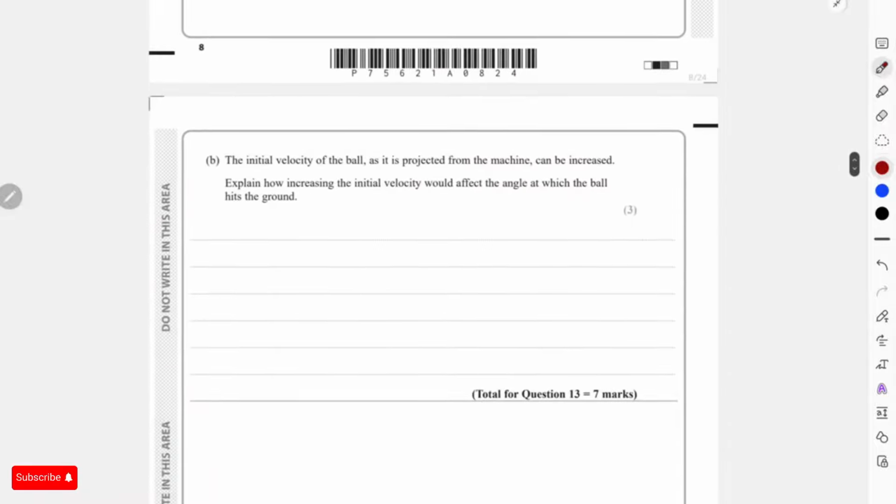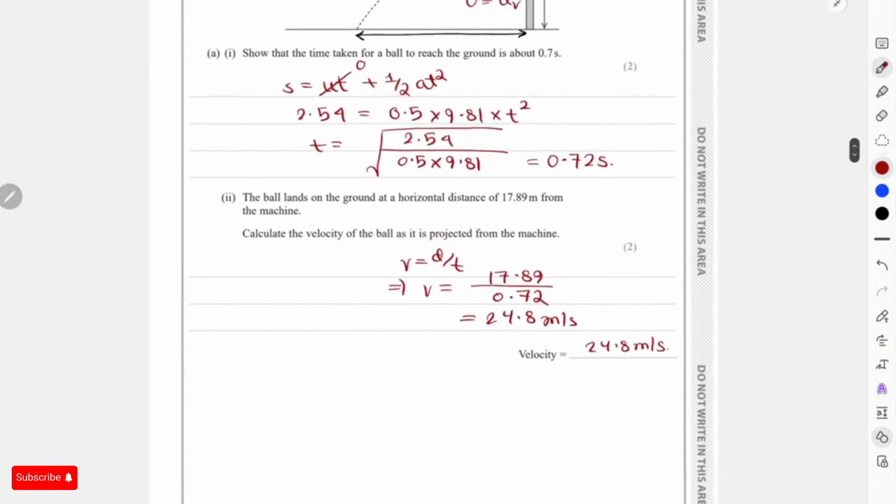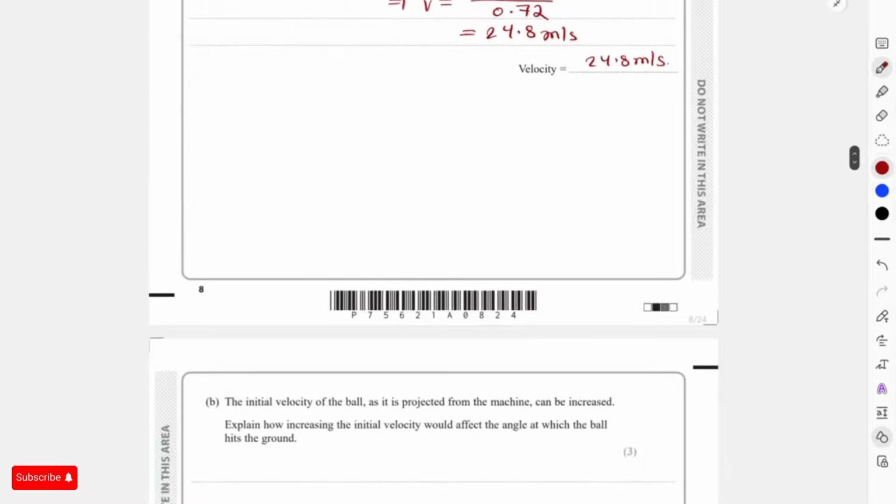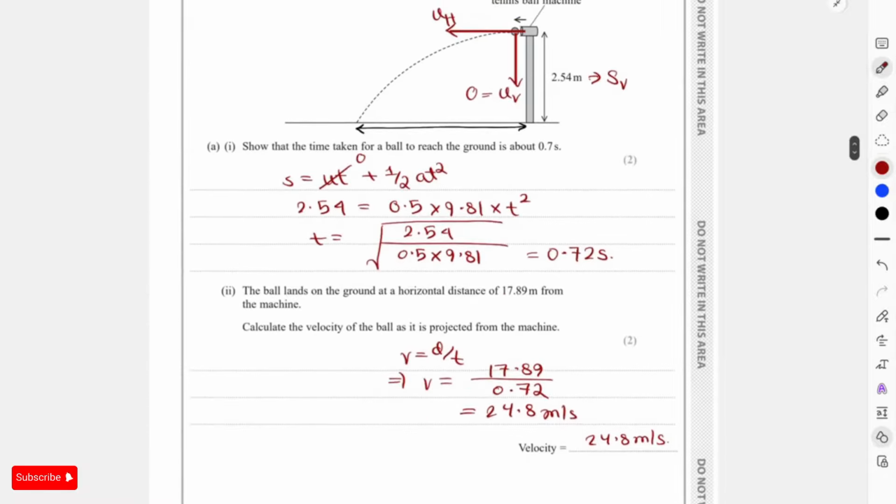Moving on to part B. The initial velocity of the ball as it is projected from the machine can be increased. Explain how increasing the initial velocity would affect the angle at which the ball hits the ground. If you are increasing the initial velocity of the ball, right? In this case, obviously the vertical component will not change, right? It's just going to stay the same because the vertical component would still be zero in that situation, right?